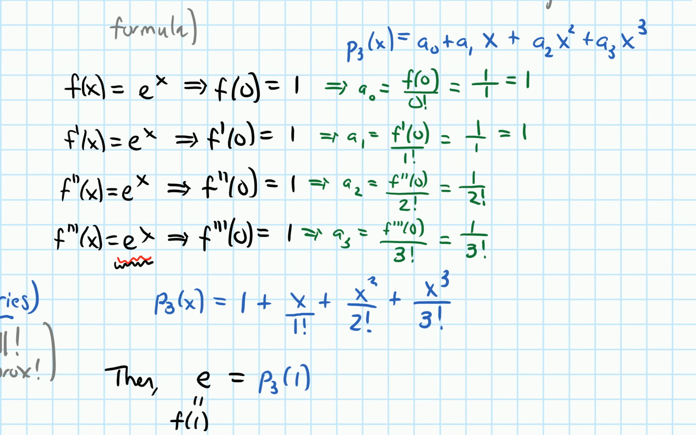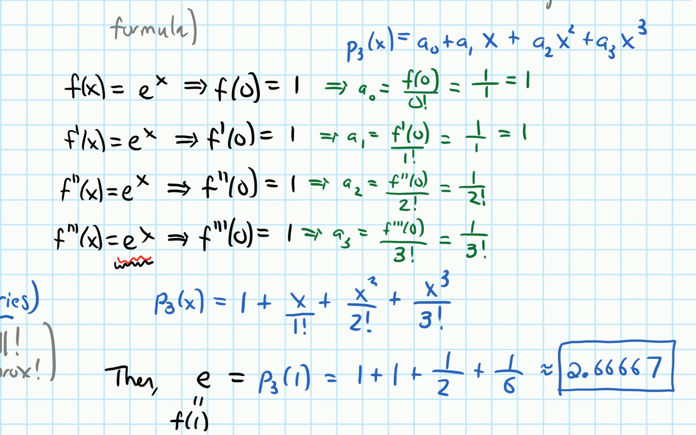If we do that, we would get 1 plus 1 plus 1 over 2 factorial, which is 1/2, plus 1 over 3 factorial, which is 1/6. I'm going to go ahead and use a calculator to put this in decimal form. The question said to round to 5 decimal places, so I'd get 2.66667. So we approximated e using this third order Taylor polynomial.